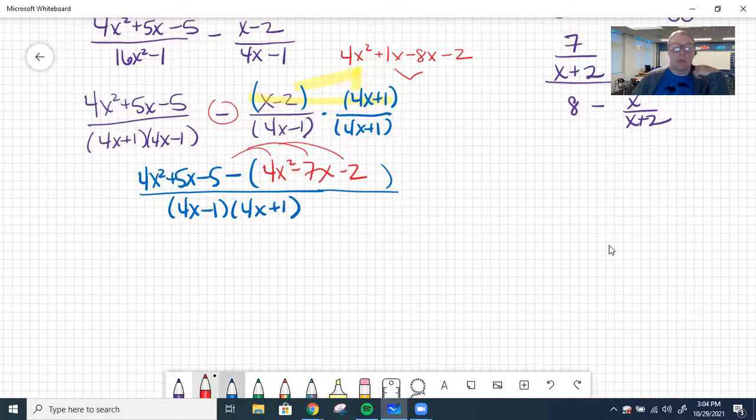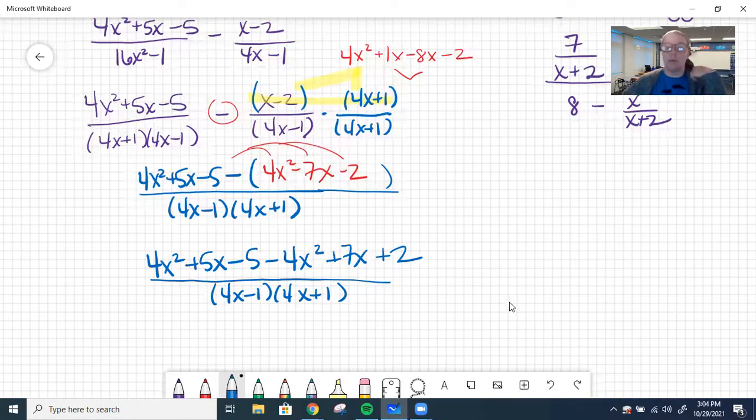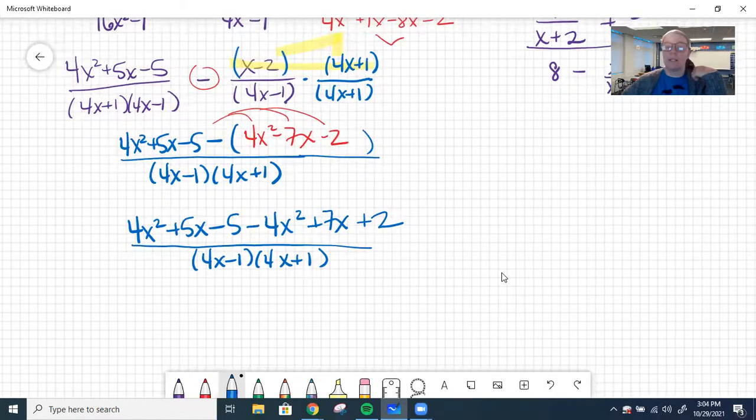Okay, so let's write this out. We would have 4x squared plus 5x minus 5, and that would be minus 4x squared. A minus would be plus 7x, and then again, a minus would be now plus 2, all over the 4x minus 1 times the 4x plus 1. In the end, you could ultimately simplify that. If you want to expand it, you could. I always let the denominator ride in factored form until the end, because sometimes it will turn out you can factor the top, and maybe you can do some giant 1 canceling. So I always wait till the end.